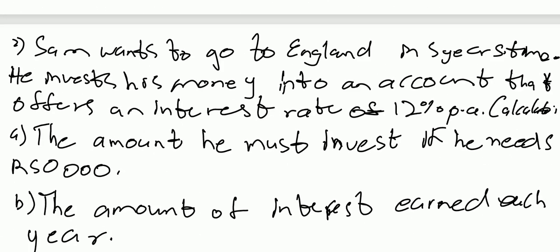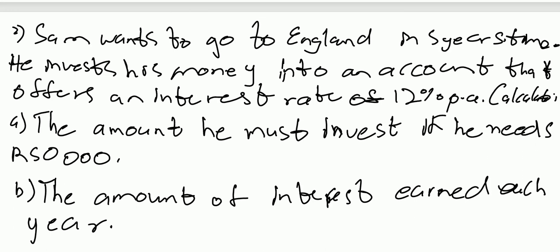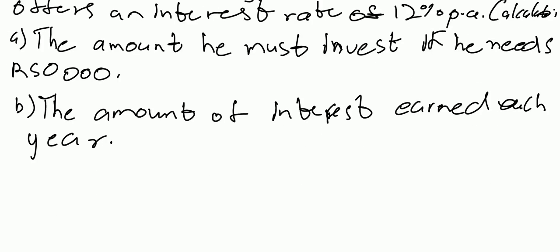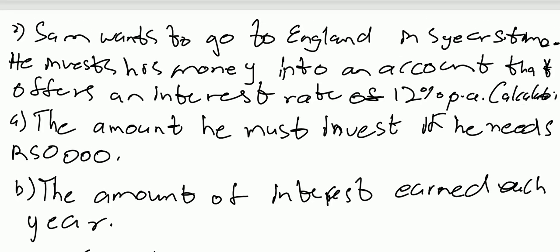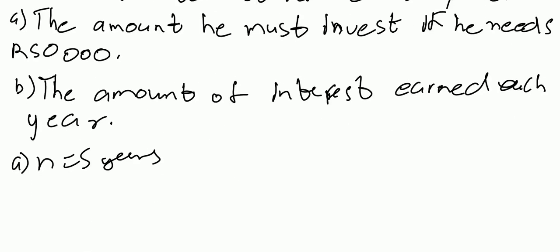Now let's go to the last question for this video. They are saying Sam wants to go to England in 5 years' time. Remember, we have our N, which is 5. Let's say answers number A here. Our N is 5 years. Now, he invests his money into an account that offers an interest rate of 12% per annum. Our I, remember, is the percentage, which is 12 divided by 100.